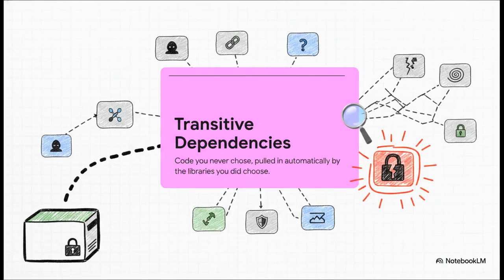And that brings us to the terrifying reality of transitive dependencies. These are basically strangers invited into your system by your actual guests. You might explicitly install a framework you know and trust, right? But that framework might pull in dozens of other micro-libraries that you have literally never heard of. Every single one of those transitive libraries is a trust decision you didn't even know you made, and any weak link in that sprawling chain can completely compromise your entire application.